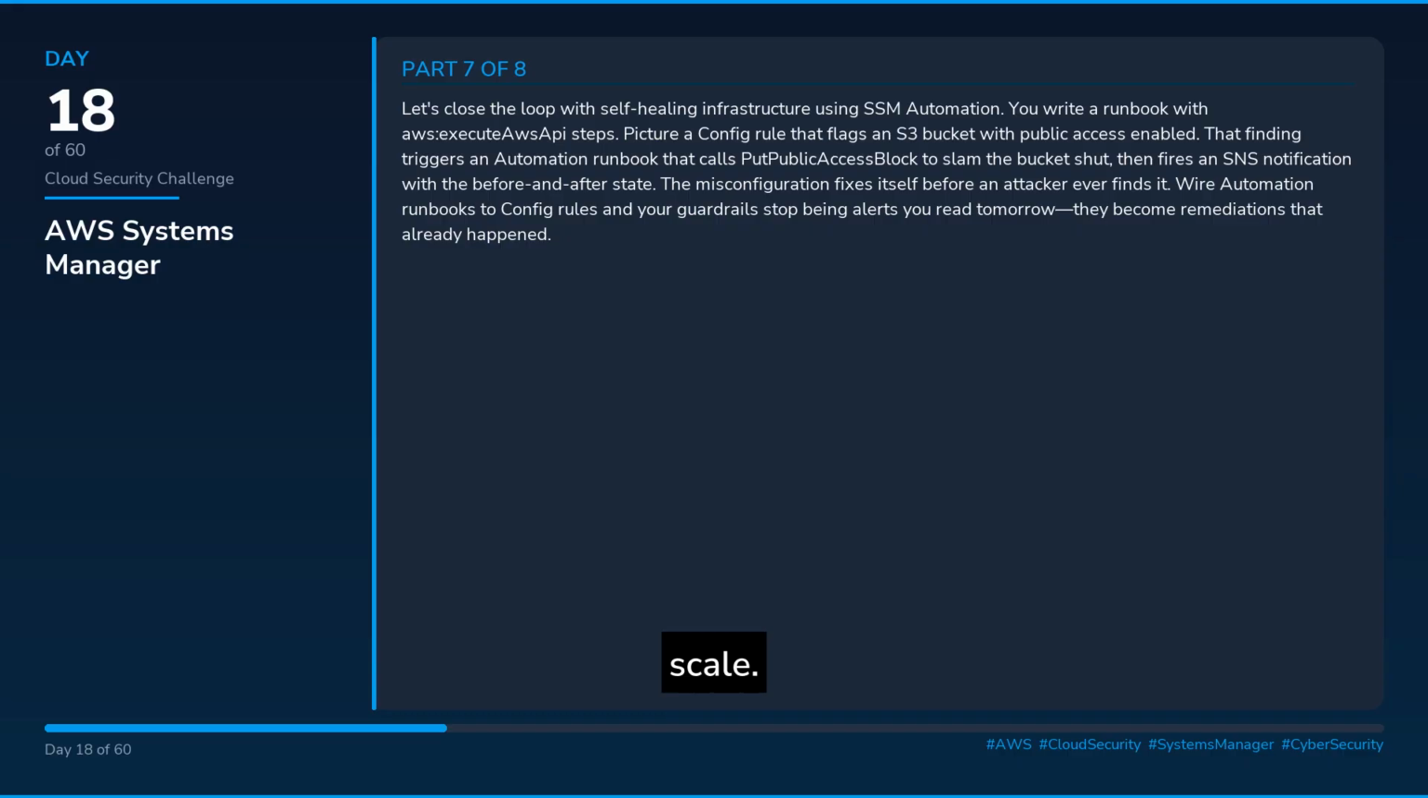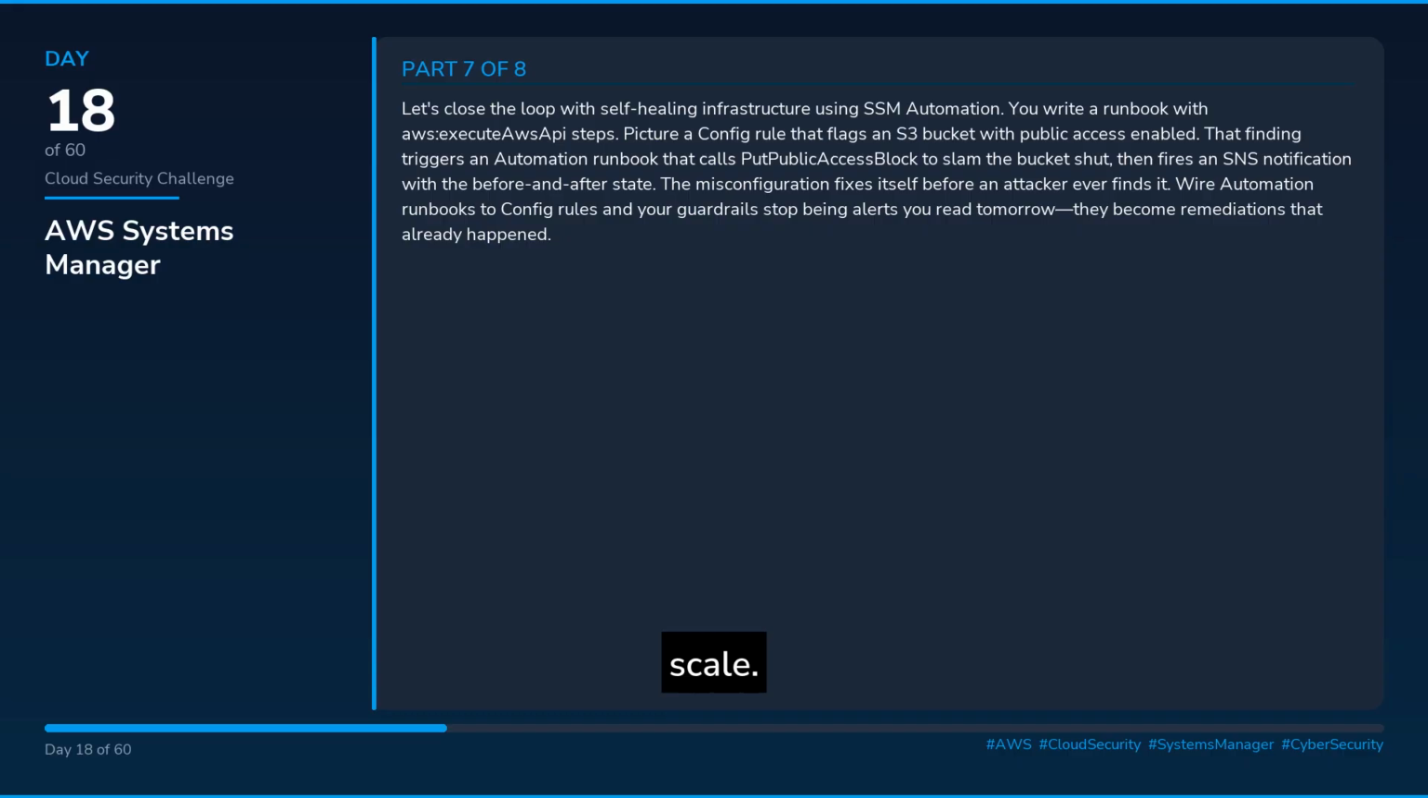Let's close the loop with self-healing infrastructure using SSM Automation. You write a runbook with aws:executeAwsApi steps. Picture a Config rule that flags an S3 bucket with public access enabled. That finding triggers an automation runbook that calls PutPublicAccessBlock to slam the bucket shut, then fires an SNS notification with the before and after state. The misconfiguration fixes itself before an attacker ever finds it.